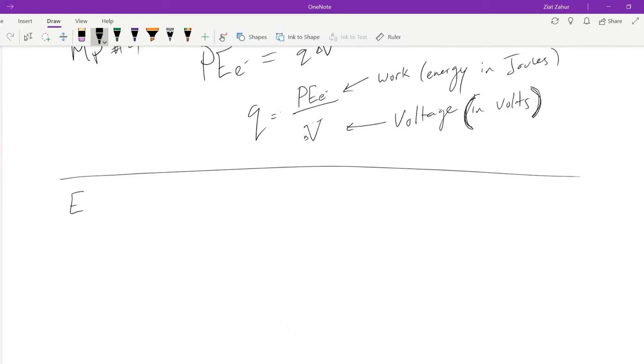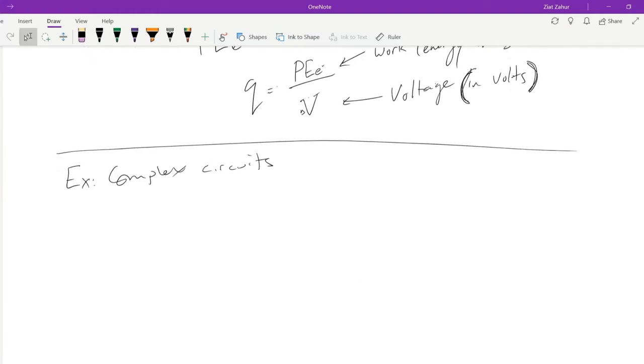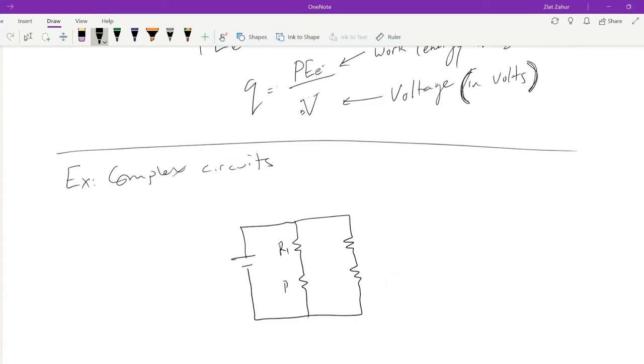And let's do one example, I suppose. Complex circuits. This is carrying over from last time, where we had combinations. We'll do a different combination. Perhaps this one. Whoa, we have 4 resistors. Let's call this one R1, R2, R3, R4, V.